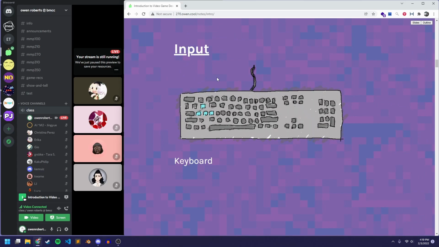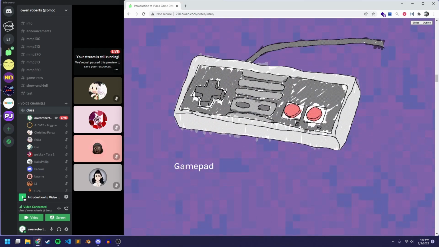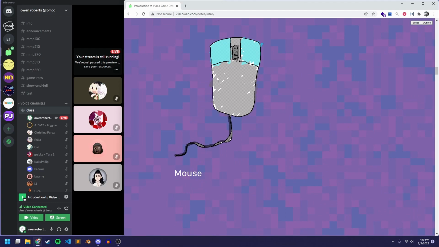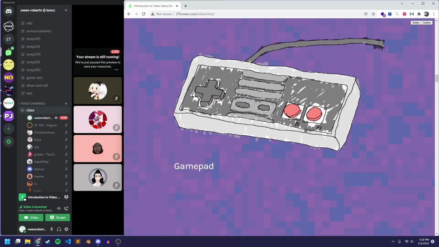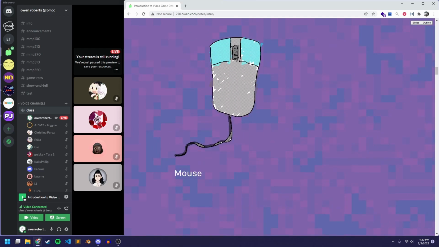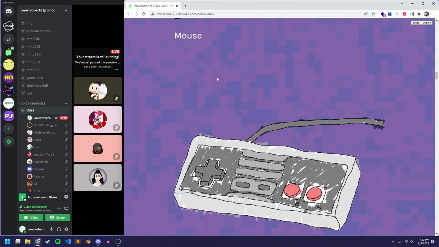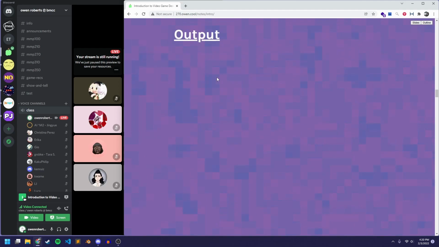So with the keyboard, and similar to the gamepad, there's on-off input, essentially. You have a button that's either on or off. With the mouse, or if we had an analog stick, I don't have a representation of one on here. I should probably add that. But with the mouse, we have a different thing. We have buttons that are either on or off. We also have a scale of where the mouse is or how fast it's moving. We'll talk a little bit about that when we do input for our game.